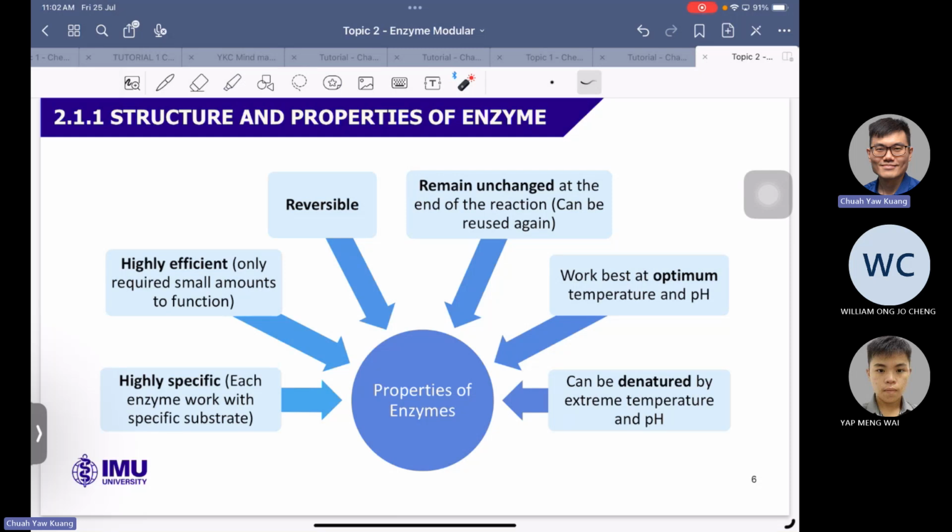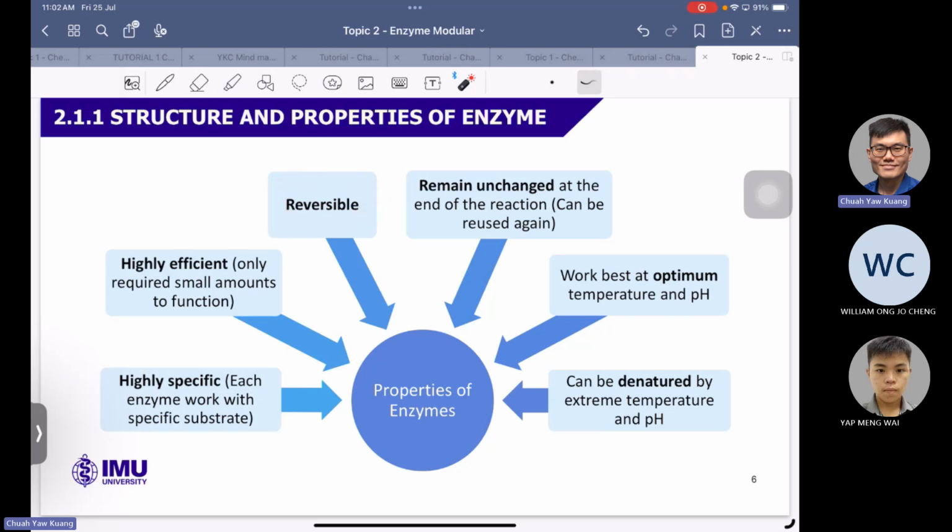We only need a small amount of the enzyme in order to achieve the highest rate of the reaction, because they are highly efficient. Then next, they are reversible. Most of the reactions catalyzed by enzymes are reversible. Of course, there are some that are not reversible, but most of the time they are.